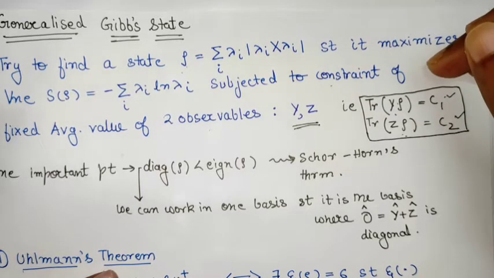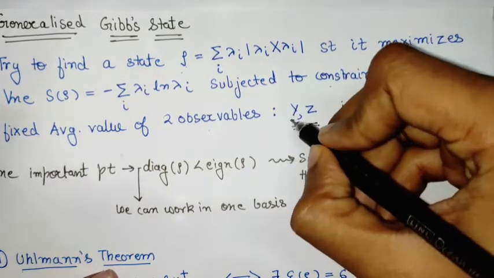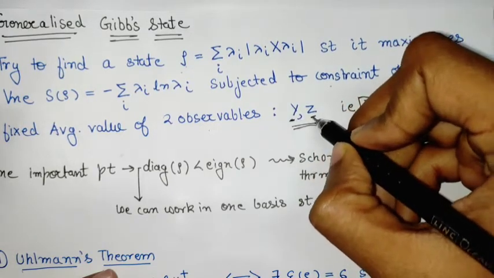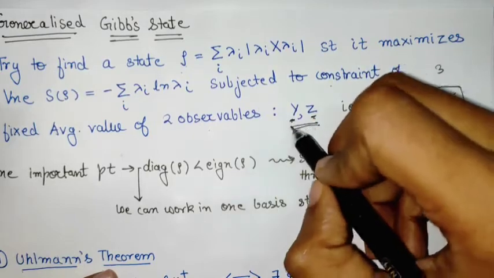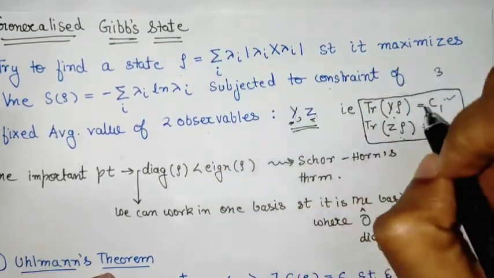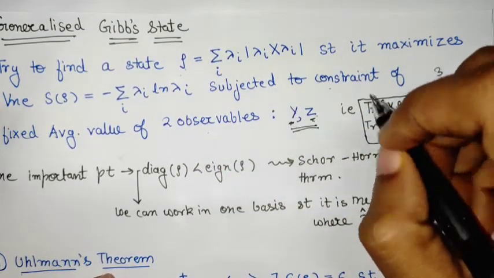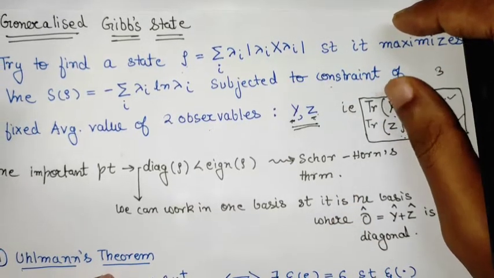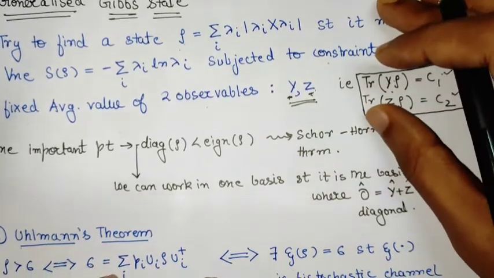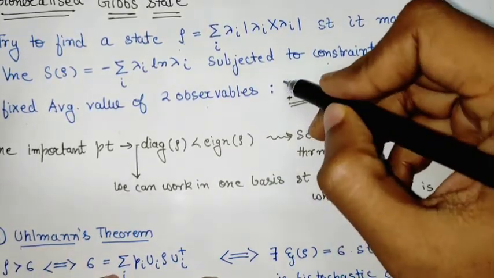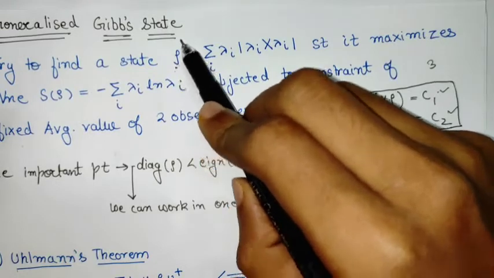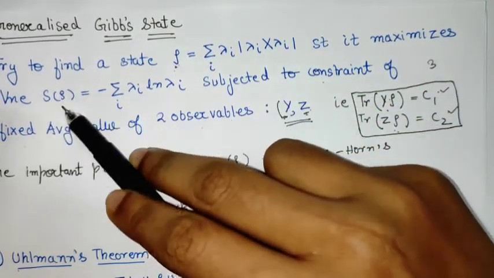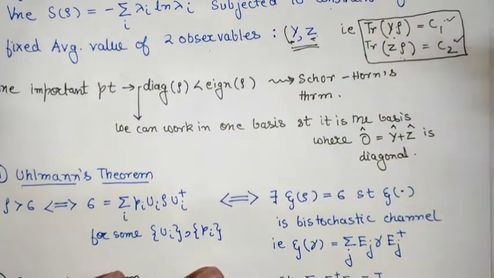Now there can be a problem: these quantities, y and z, may not commute with each other, and they may even be diagonalizable in different bases, and those bases may differ from the basis where rho is diagonalizable. To tackle this problem, we present an important theorem that shows that rho automatically needs to abide by a particular basis to maximize this entropy. That's what we will see now.